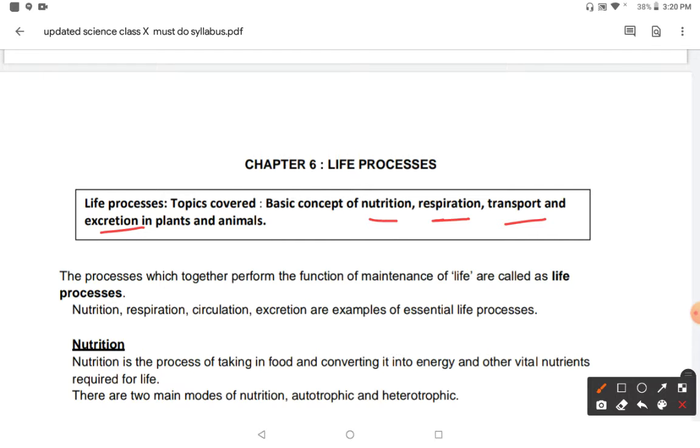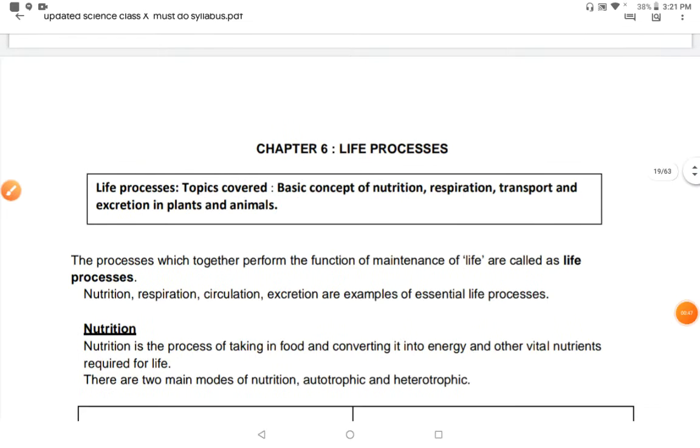And first of all, what are life processes? The processes which together perform the function of maintenance of life. For example, the food we eat, that is nutrition; the breathing of air, respiration; how the blood transports the energy from one organ to another, transportation; and the waste material when it is coming out, that is excretion. All are life processes which help us to maintain our life, so they are called life processes.